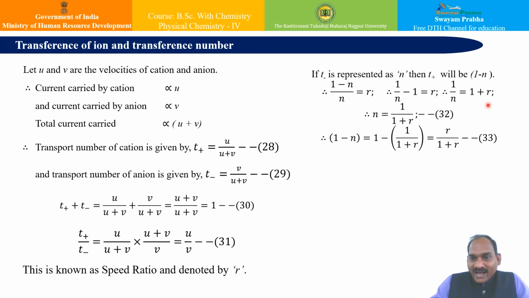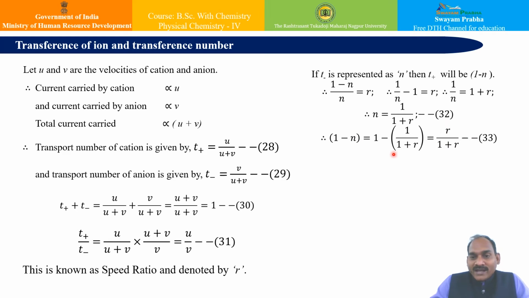and therefore 1 upon n is equal to 1 plus r. Okay, and from this equation I can calculate that n is equal to 1 upon 1 plus r. That is T minus, the fraction of current carried by the anion, is 1 upon 1 plus r. That means in terms of speed ratio I can represent the transport number of anion. Now in terms of cation, that is 1 minus n, it is 1 minus 1 upon 1 plus r, and therefore it is equal to r upon 1 plus r.